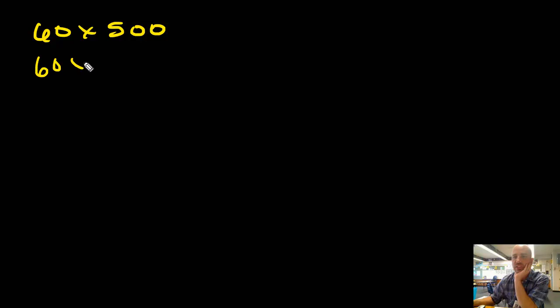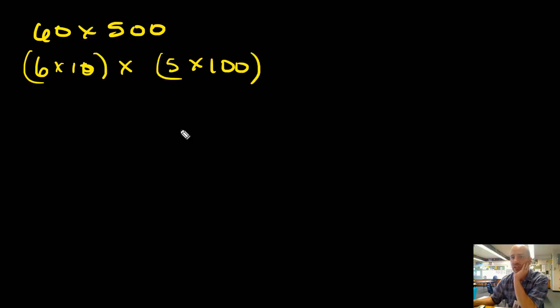So let's try this one. 60 times 500. Do the same thing. I'm going to focus on my 6 times my 5. I could do 6 times 10 times 5 times 100. I could do that, but it's definitely easier for me just to do 6 times 5, because that gives me a product that I can find easily.